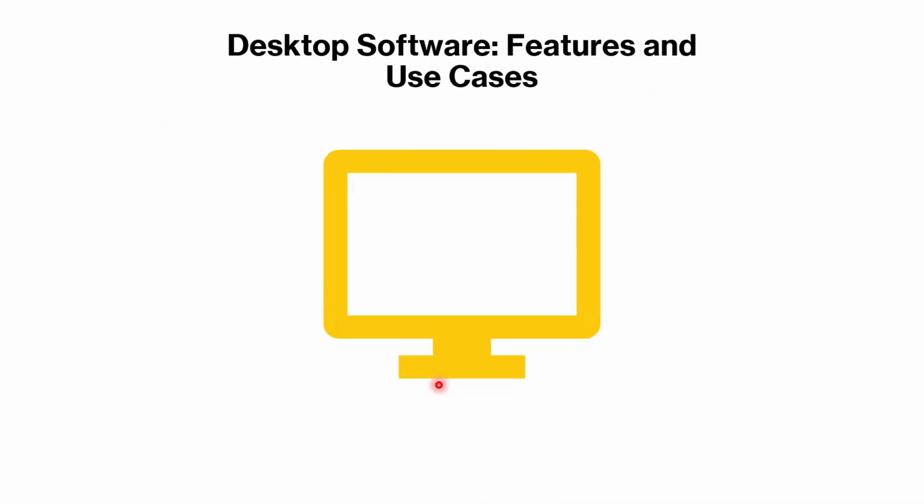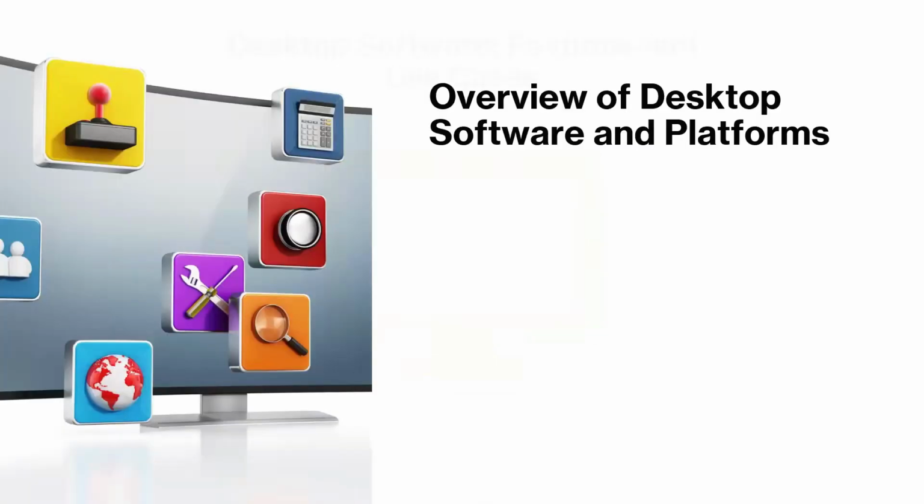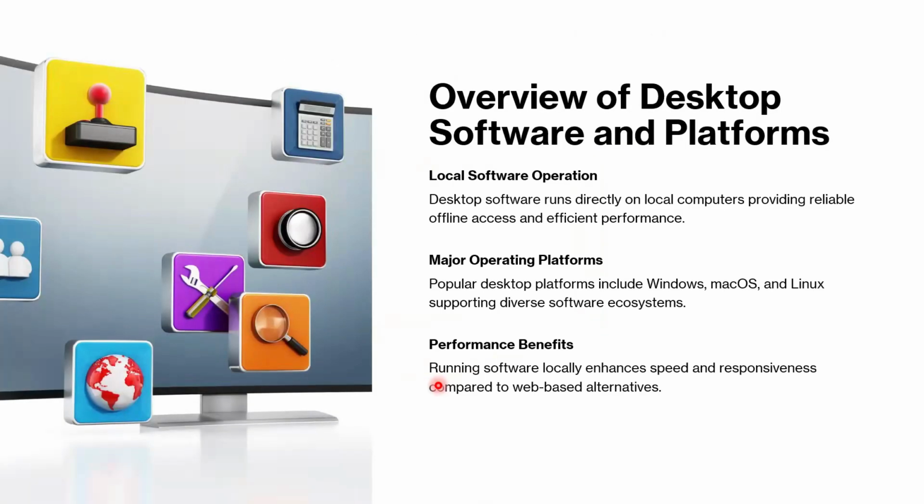Now I will discuss desktop software features and use cases. Desktop software is software which can be installed on the computer and does not require any internet connection. Local software operation. Desktop software runs directly on local computers, providing reliable offline access and efficient performance.